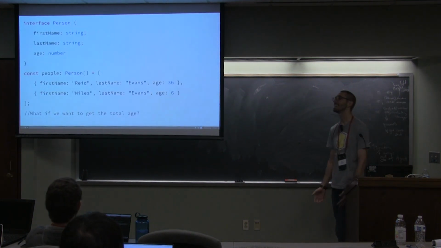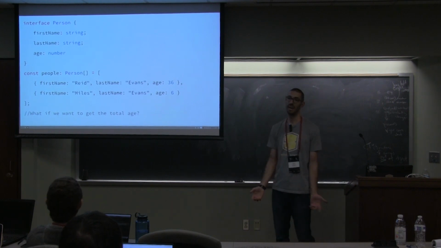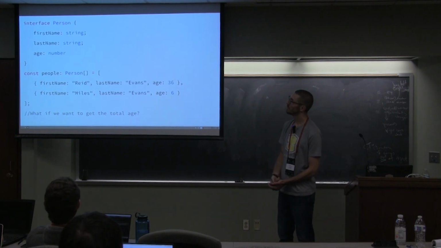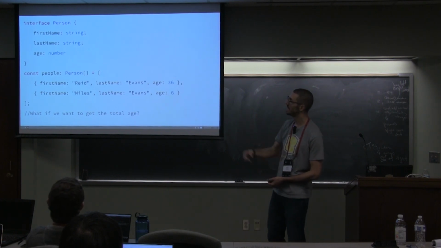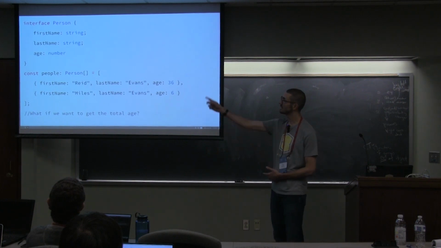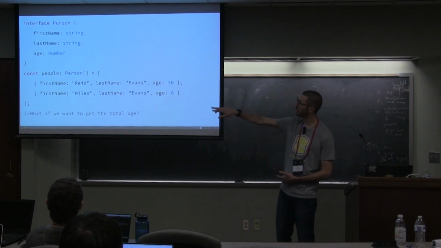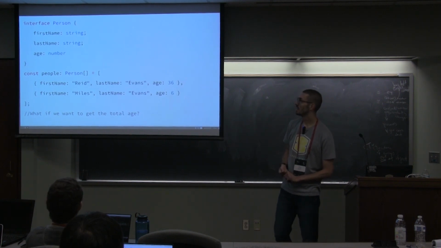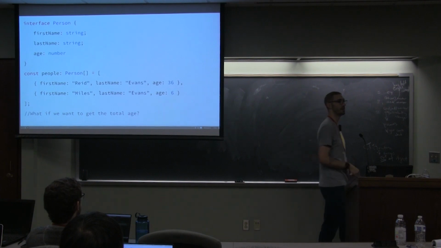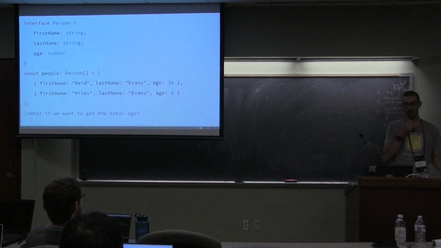All right. So the thing is, we work with more stuff than that, right? So what if we have this person interface? This is just like a record. It's got a first name, last name, and an age, and then we have people here. So this is me, and then my son. He just turned 6 on Friday. So what if we wanted to get the total age of all of the people in this list?